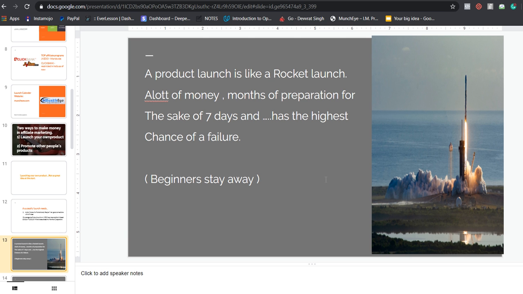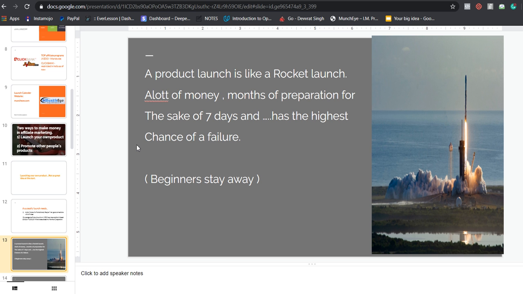Lots of money, months of preparation. And once you launch a product, it's not that you launch it on the first day and forget it. The whole launch process takes at least 7 days, and for the complete 7 days, the affiliates you have maintained relationships with will promote your product, and you have to work 24 hours with them. So you need a lot of people, a lot of connections, and a lot of money. You'll prepare for a few months, and you will work for a week or two during the launch period.